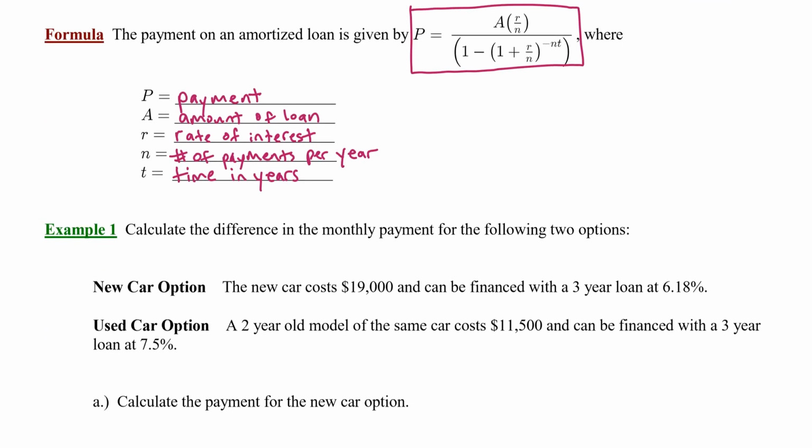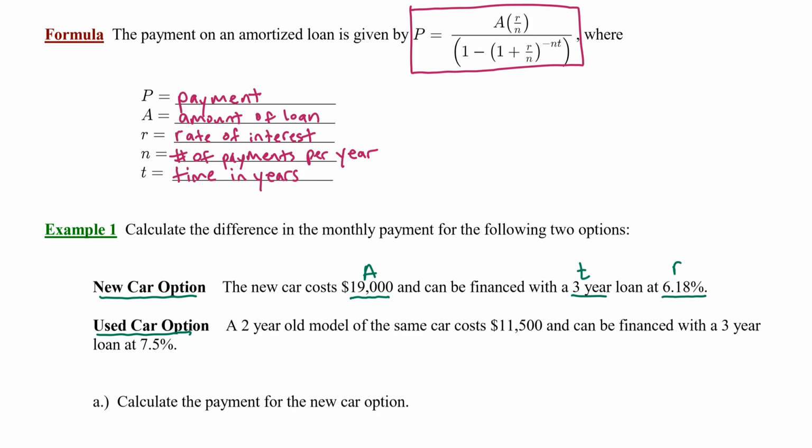Example 1. Calculate the difference in the monthly payment for the following two options. So you're out there shopping for cars, you've got your eye on a particular make and model, and you've got two options. You have a new car option, so the new car costs $19,000, that would be the amount of your loan, and can be financed with a 3-year loan at 6.18%. The other option is the used car option.